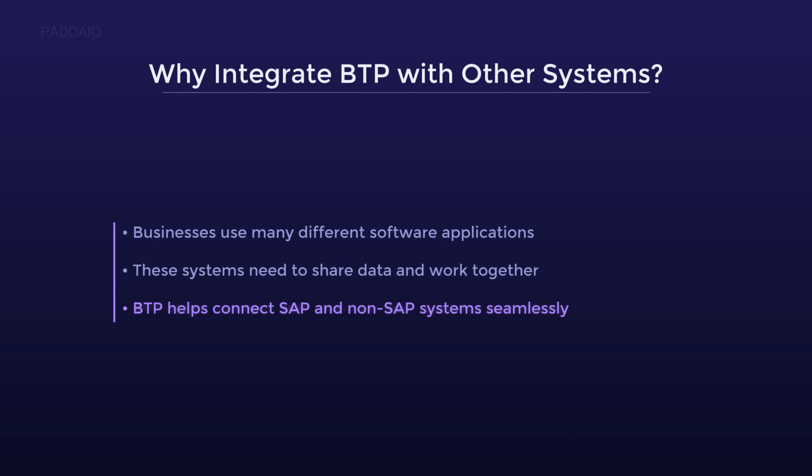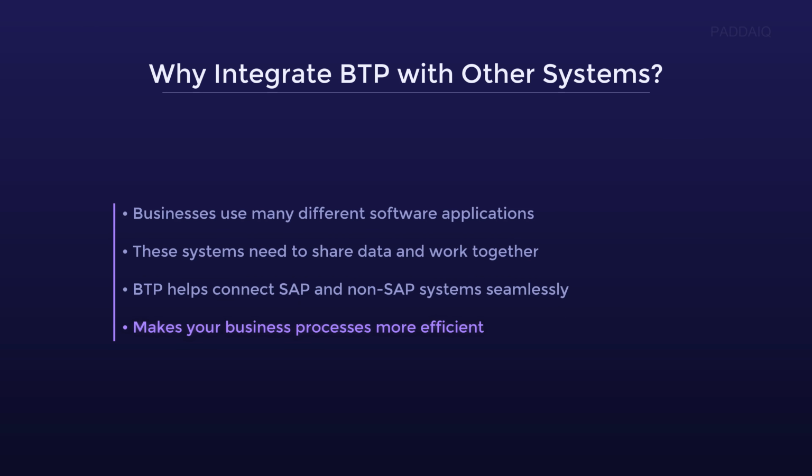BTP helps connect SAP and non-SAP systems seamlessly. This means BTP acts as a bridge, allowing different software applications to communicate and share data without manual effort. For example, it can link your SAP inventory system with a non-SAP e-commerce platform to automatically update stock levels. This integration streamlines operations and ensures data consistency across your entire technology landscape.